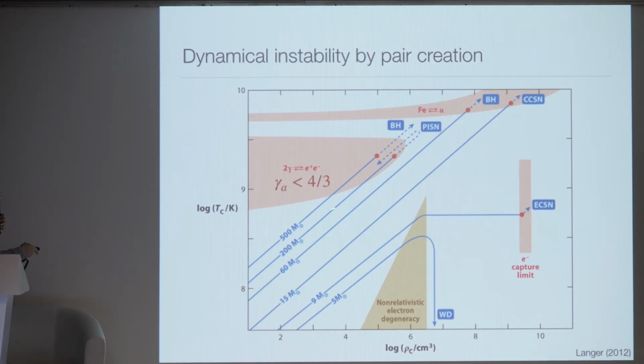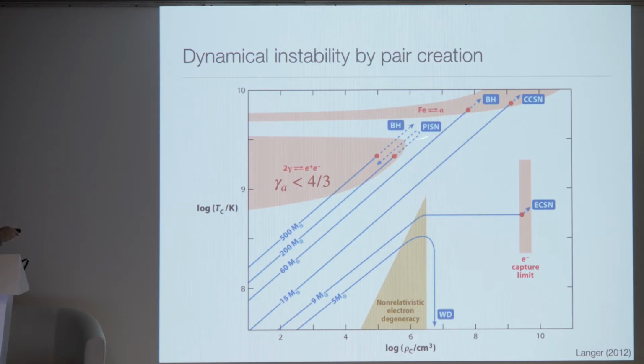So when a star enters this region, because of the unstable configuration caused by this pair creation, the star will just collapse. And when it collapses, of course temperature gets really high and density gets high, and when it reaches this region, this core is composed of carbon and oxygen, mostly oxygen.